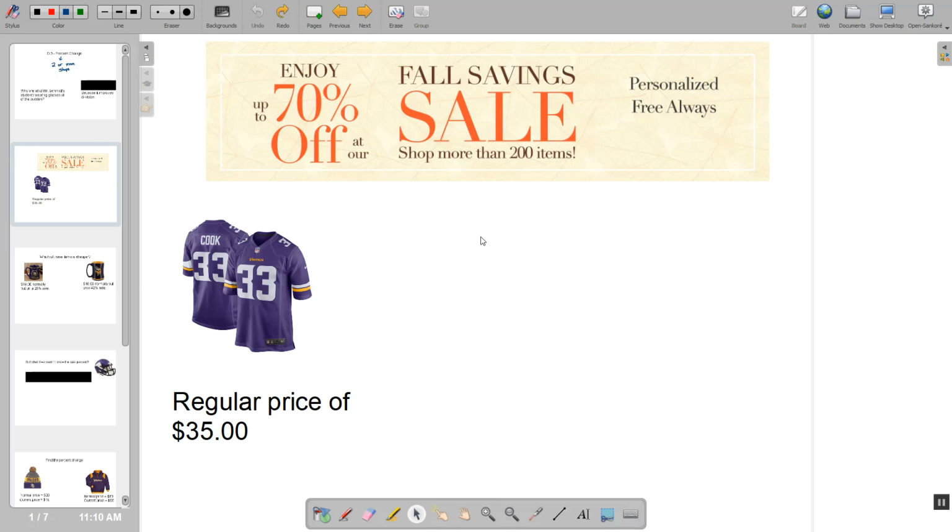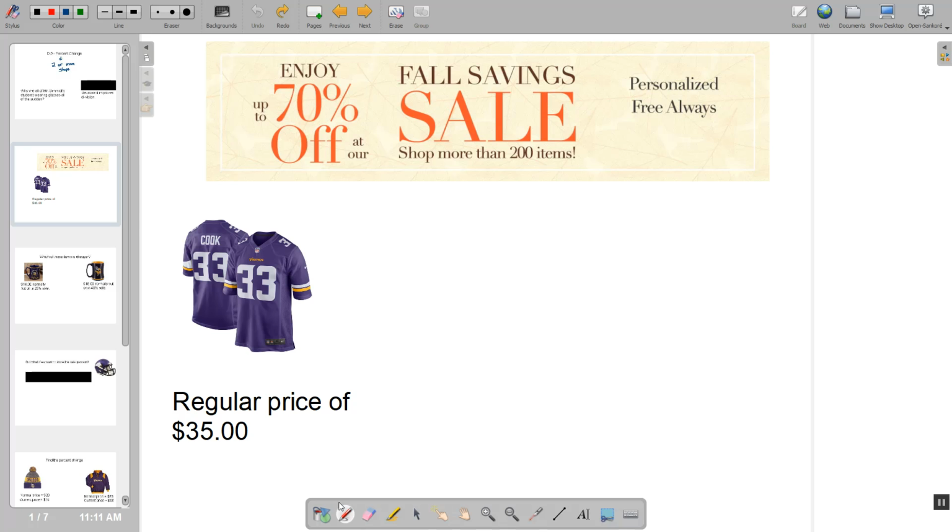So I was shopping online and I noticed that there was a 70% off fall sale for Vikings gear, which I think was really exciting. And since I don't have enough Vikings gear, I wanted to buy some. Well, they didn't tell me what the new price would be of this really sweet Dalvin Cook jersey. So the jersey is normally $35 and it's 70% off its normal price.